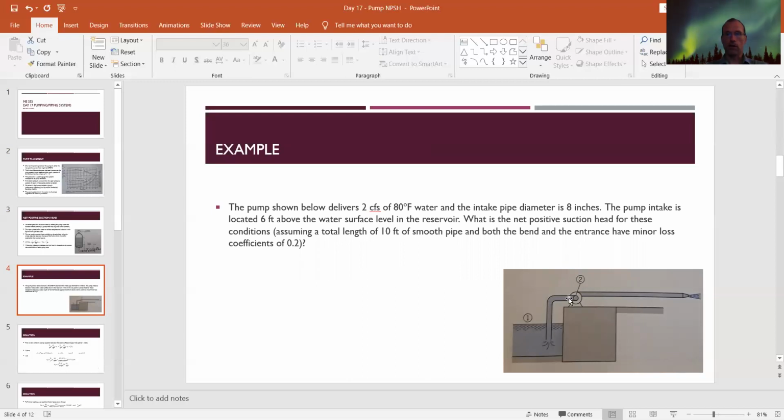Assuming my total length of pipe is 10 feet, both the bend and entrance down here have minor loss coefficients of 0.2, so 0.2 for the bend and 0.2 for the entrance condition. Find that net positive suction head. Basically at the entrance of the pipe, see what sort of pressure I can develop or have there, and compare that to any requirement that might be important for this certain pump.